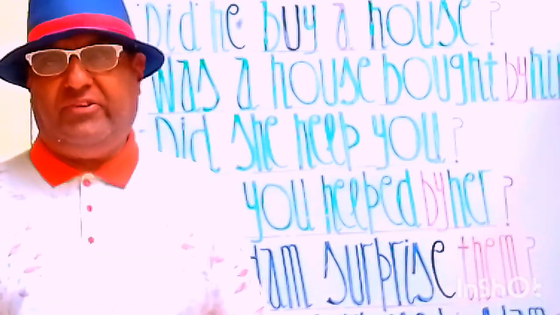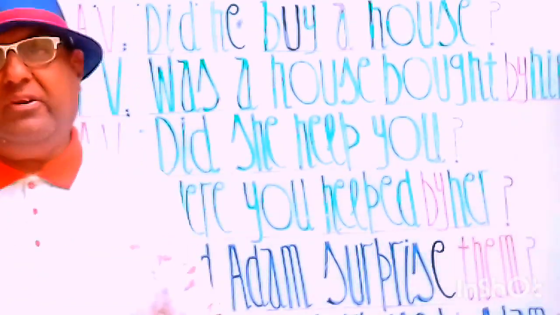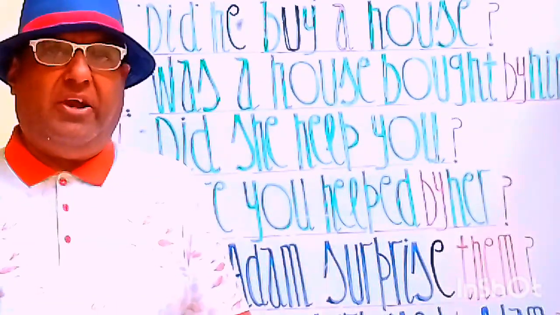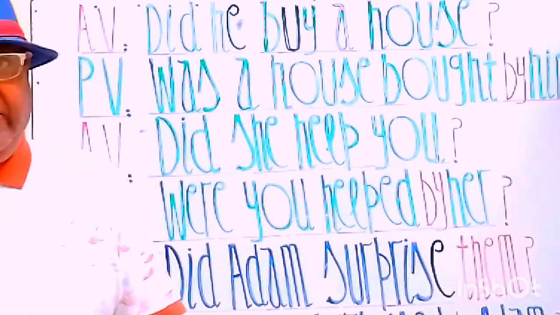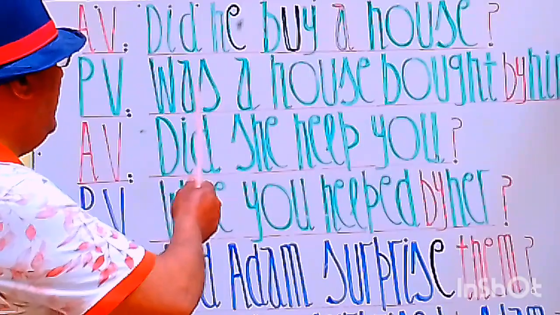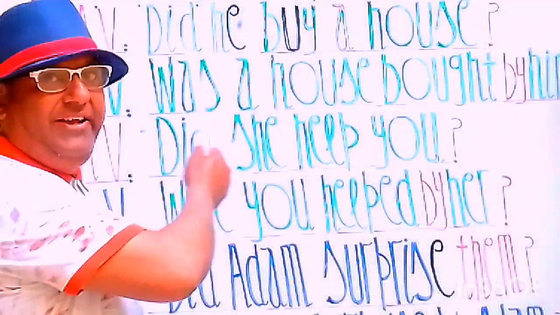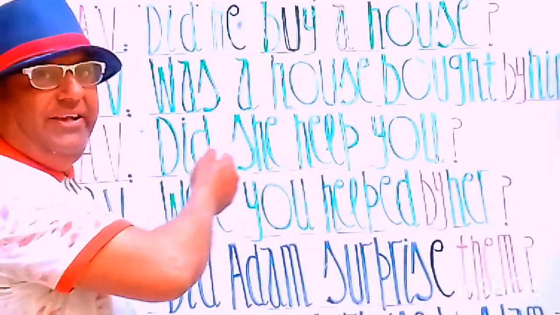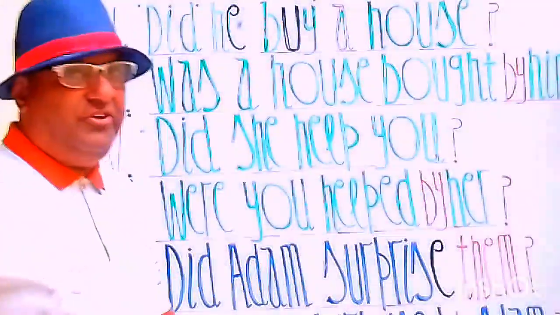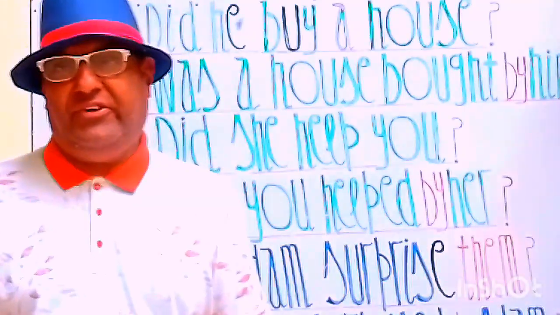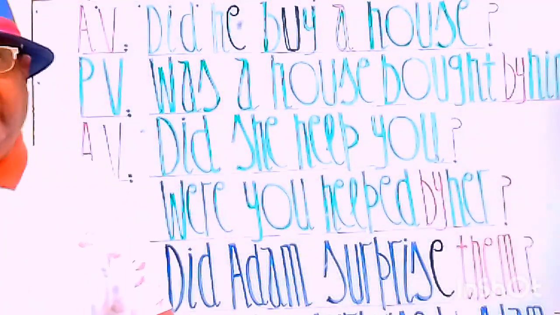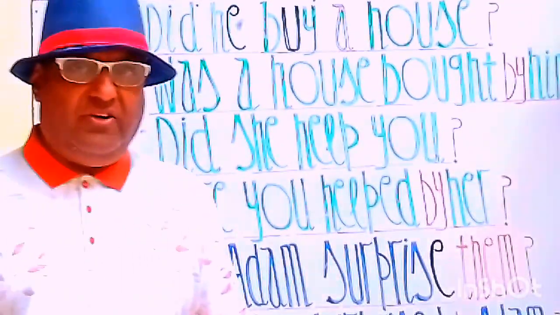You see, my students, we start today's lesson of interrogative sentence in past tense and voice change. Let's start up here. The first statement is, did he buy a house? Interrogative sign. Did he buy a house? This is a past tense interrogative sentence. Let's see how it's going to change.